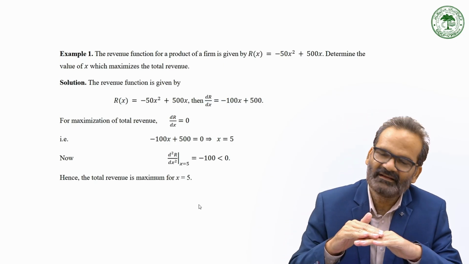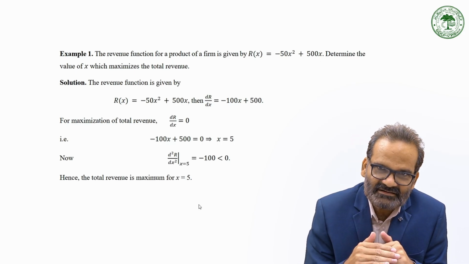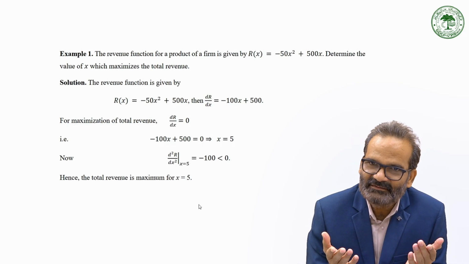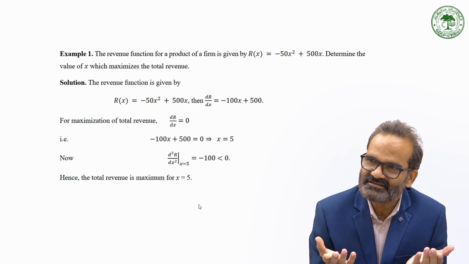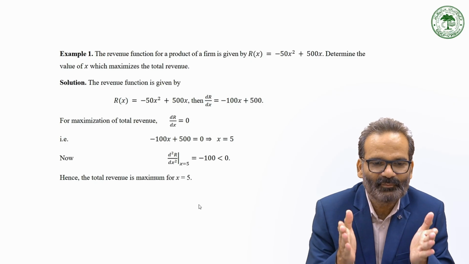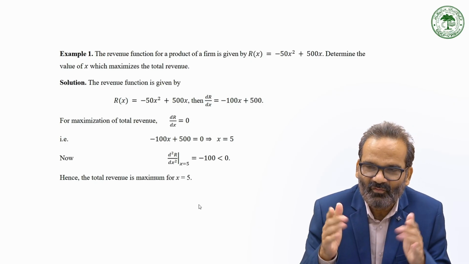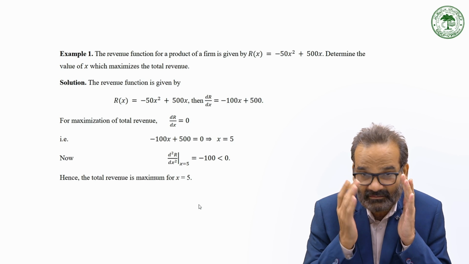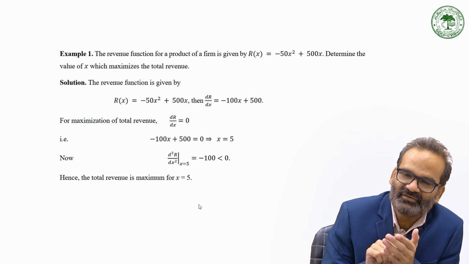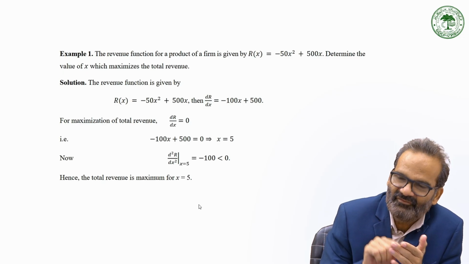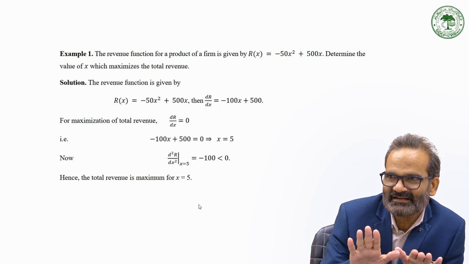What is the difference? In case of cost function, we were trying to minimize it because cost is always minimized. But in case of revenue, we will always try to maximize it. So before proceeding with this example, let me explain once more the process of finding the maximum or minimum value of any function. Be careful here. Our function is the revenue, so we are not going to minimize it. We will always maximize it.